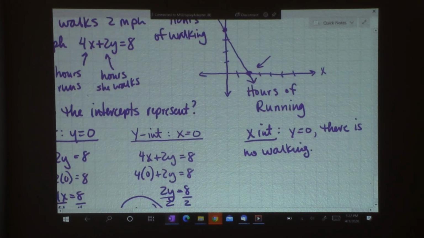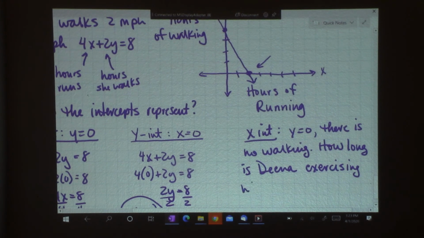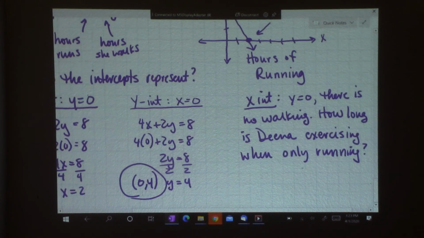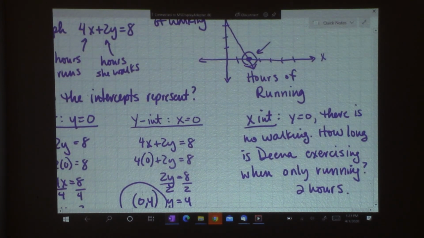So what that represents is how long is she exercising when she's only running? When only running. And the answer is 2 hours. So when she's only running, there's no walking. Of course, that's going to be the quickest amount of time that she's exercising.